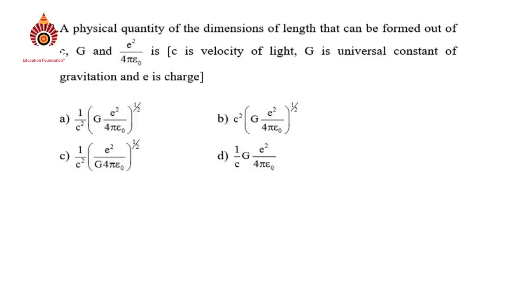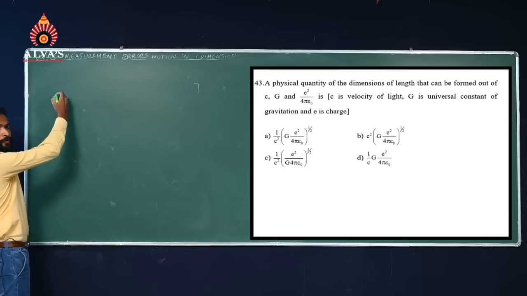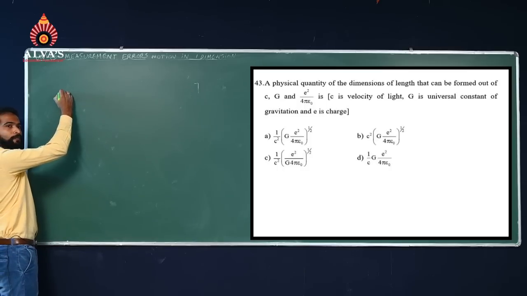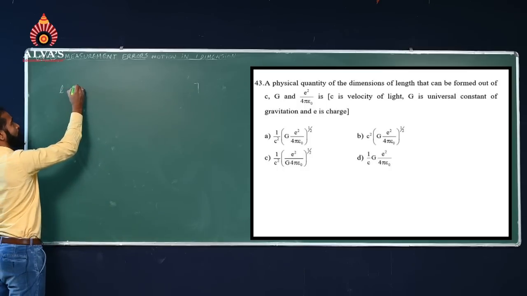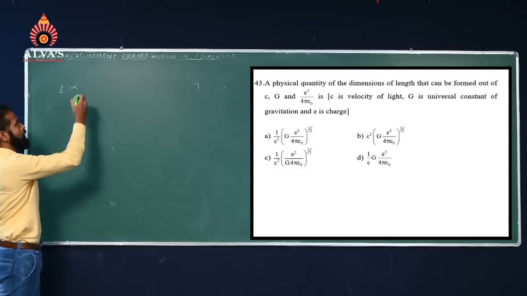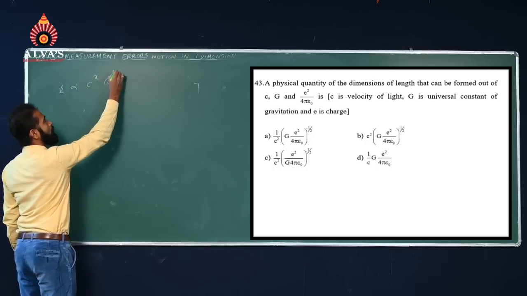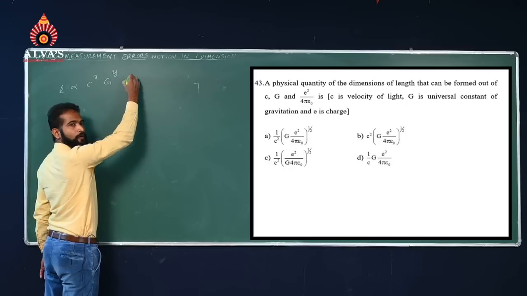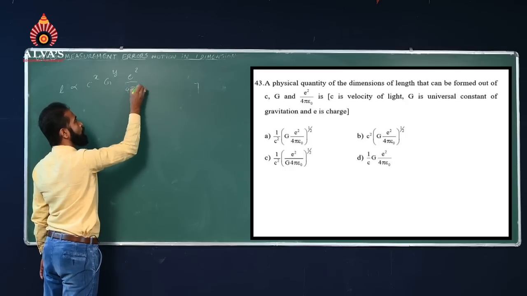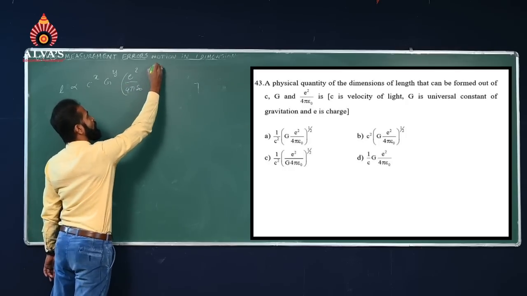Question 43. A physical quantity of the dimension of length that can be formed out of C, G and E squared by 4 pi epsilon naught is, where C is the velocity of light, G is the universal gravitational constant and E is the charge. So we have to find a physical quantity which has a dimension of length that should be proportional to C to the power x, G to the power y, and E squared divided by 4 pi epsilon naught to the power z.